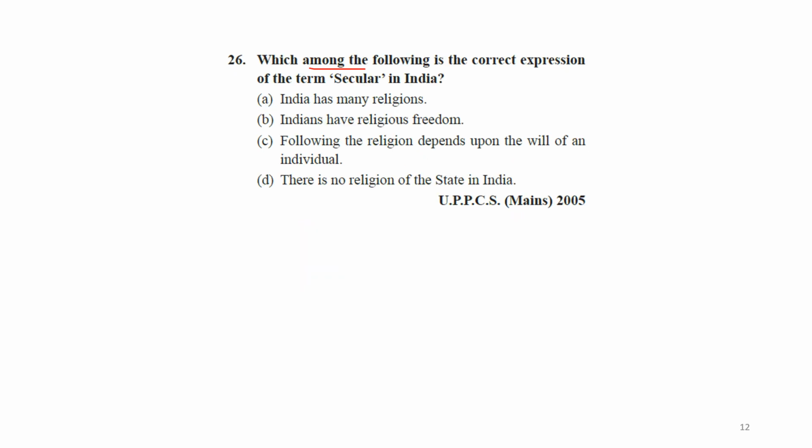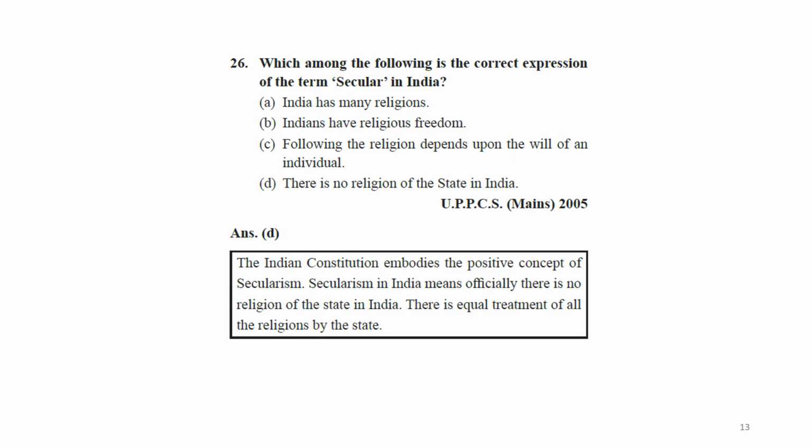Next, which among the following is the correct explanation of the term secular in India? India has many religions. India has religious freedom. Following the religion depends upon the will of the individual. There is no religion of the state in India. The answer will actually be D, because there is no religion of the state in India. Like Pakistan is an Islamic country, we don't have anything like that. Okay, we treat all religions equally, so that's why the answer is D here.